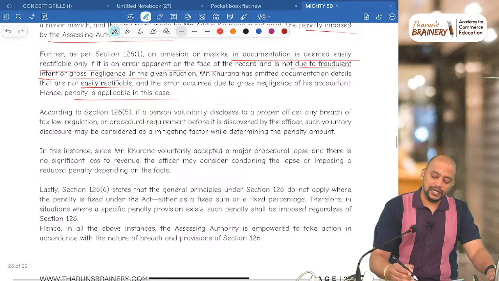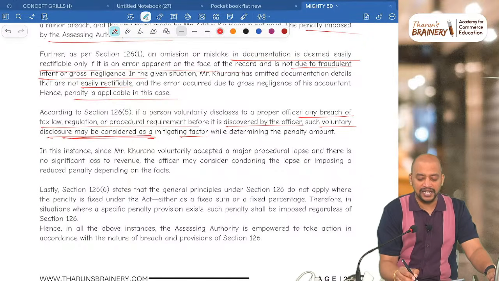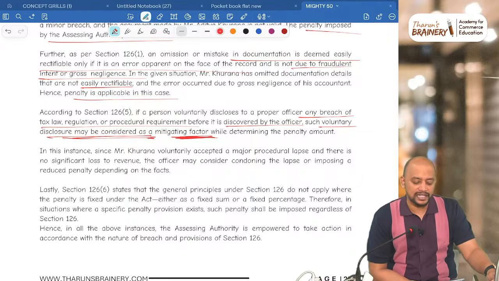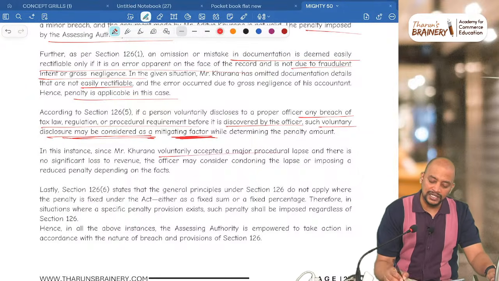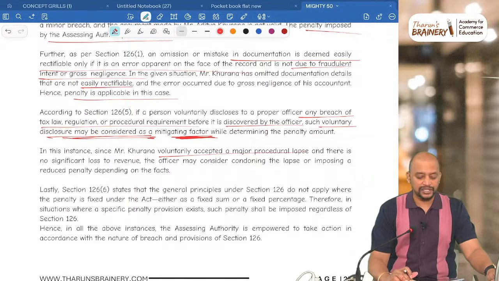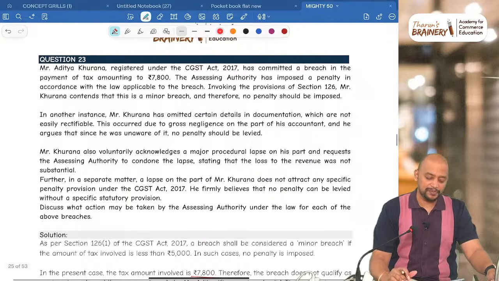So a person voluntarily disclosed to the proper officer any breach of tax law or regulation before it is discovered by the officer. Such voluntary disclosure may be considered as a mitigating factor while determining the penalty amount. Got it? So therefore here he accepted voluntarily a major procedural lapse. So definitely that will be considered as the factor for reducing the penalty.